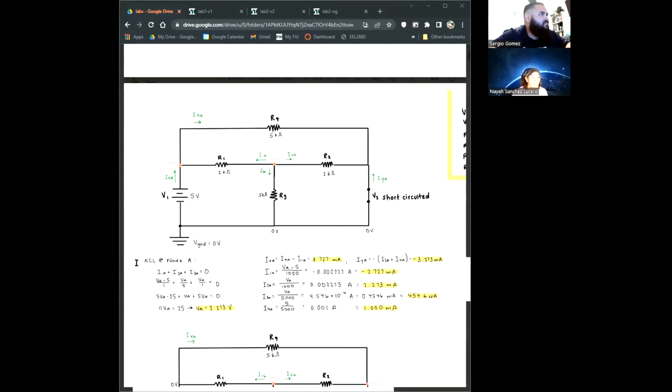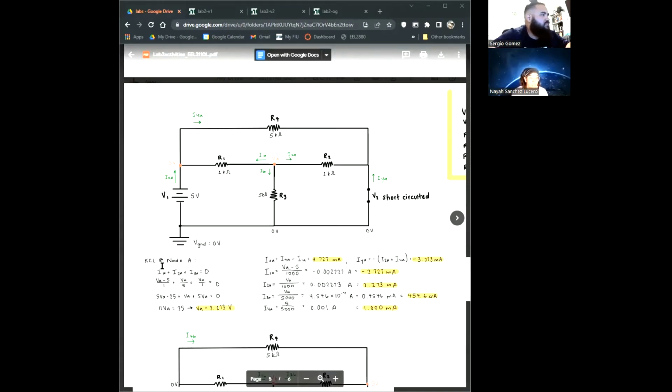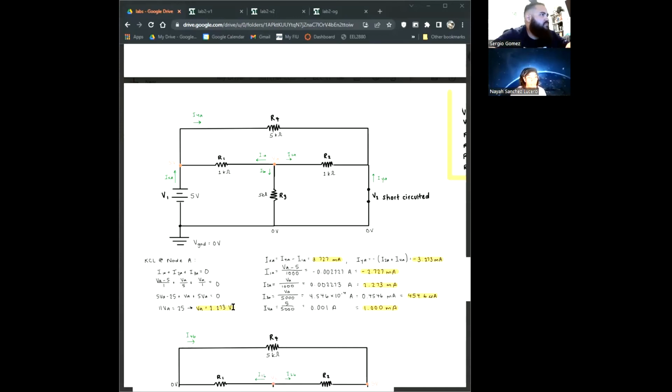In order to find the values of the currents, we're going to use Kirchhoff's current law. So here, all of the currents are coming out, and they all equal 0. Then you want to put them in terms of voltage and resistance. So we use the difference in the voltages divided by the resistance. That will lead you to solving for the voltage at that node, which is 2.273 volts. Then we use the voltage to solve for the current, and we get these values here.